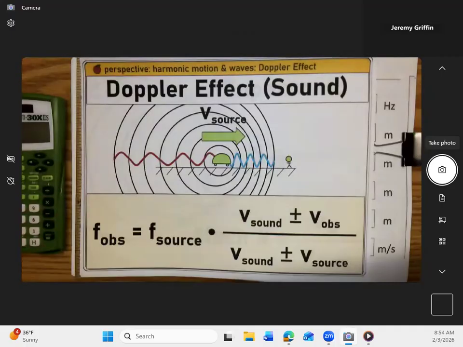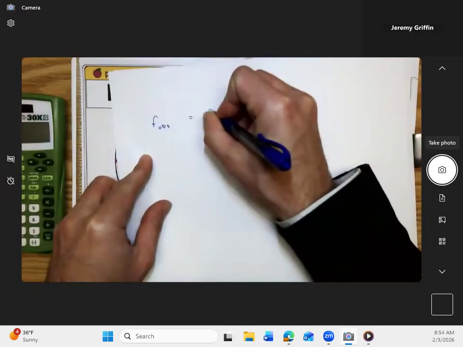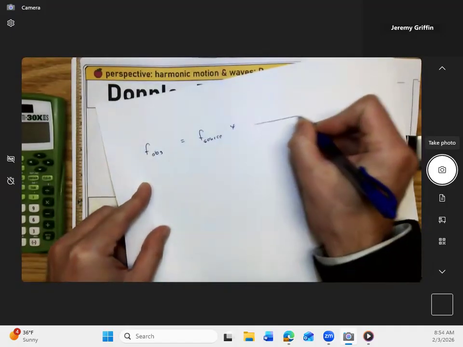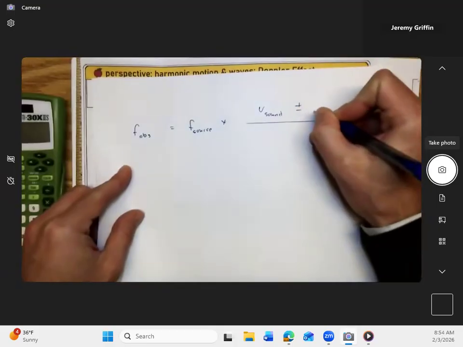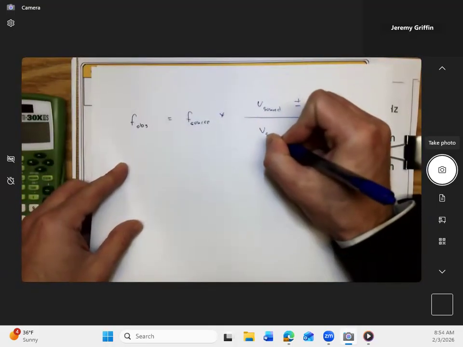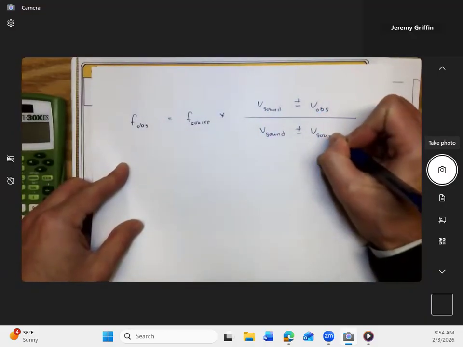Right here, let's just do a little equation. So the observed frequency is equal to the source frequency multiplied by this big ratio: the speed of sound, plus or minus the velocity of the observer, divided by the speed of sound, plus or minus the velocity of the source, maybe the car in this case.